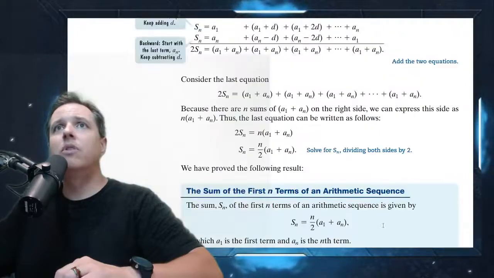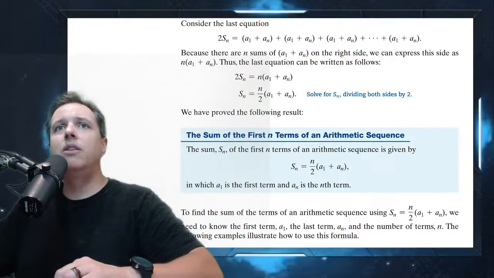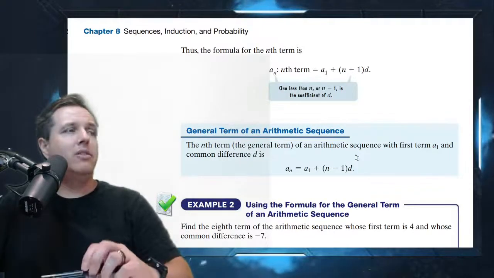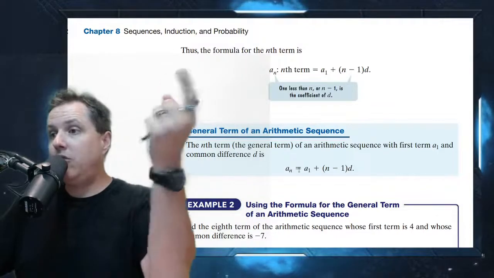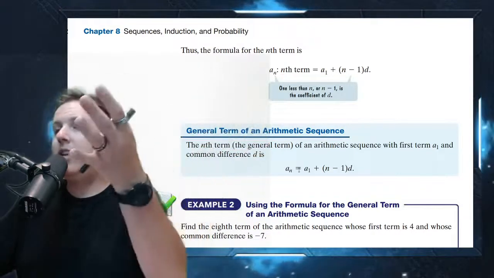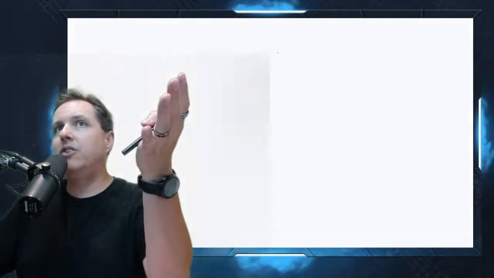Oh, was it the same page? Wait, where did that other formula go? It's this formula right here. Use this to get your a sub n. And then once you have a sub n, you should know a sub 1, then you can figure out the sum of the first n terms.